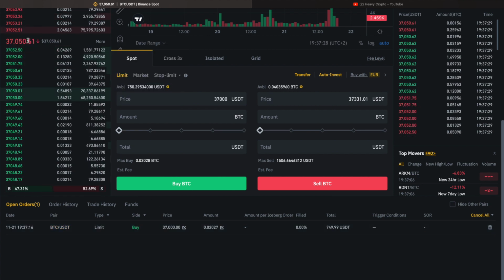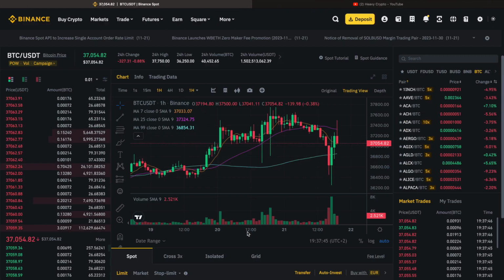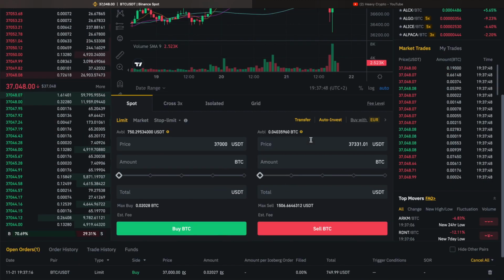As you can see right now, the price of Bitcoin is decreasing, and this is the amount of Bitcoin that I'm gonna get in a buy order. So this is the pair BTC to USDT, this is the date and time, and this is the total amount that I have spent on this order. The same thing applies to this section right here.